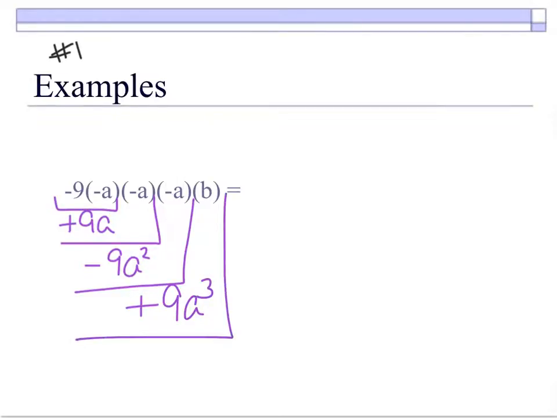Then I'm multiplying in the b. Positive times positive is positive. 9 times a cubed times b is 9a cubed b. It's okay if you need to slow that down and run through that again.